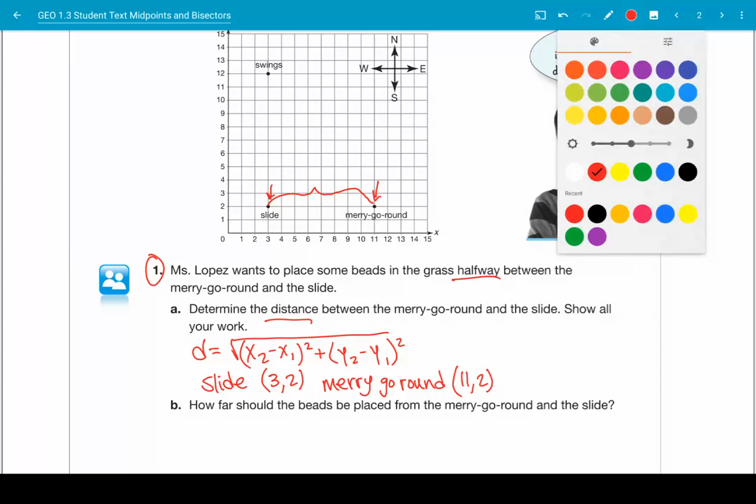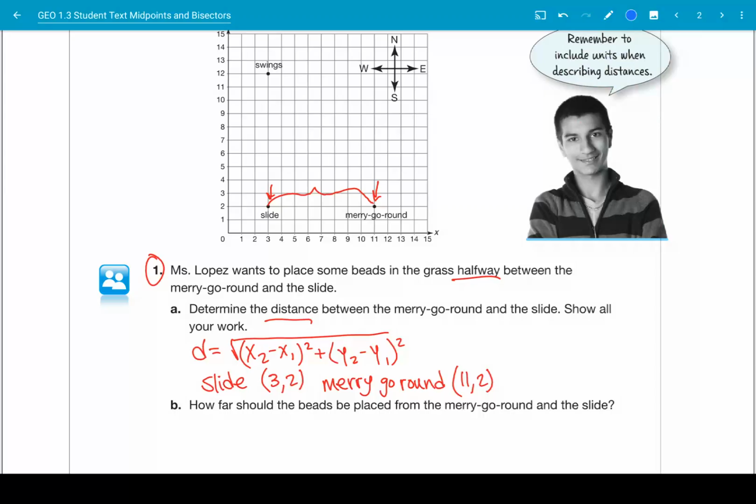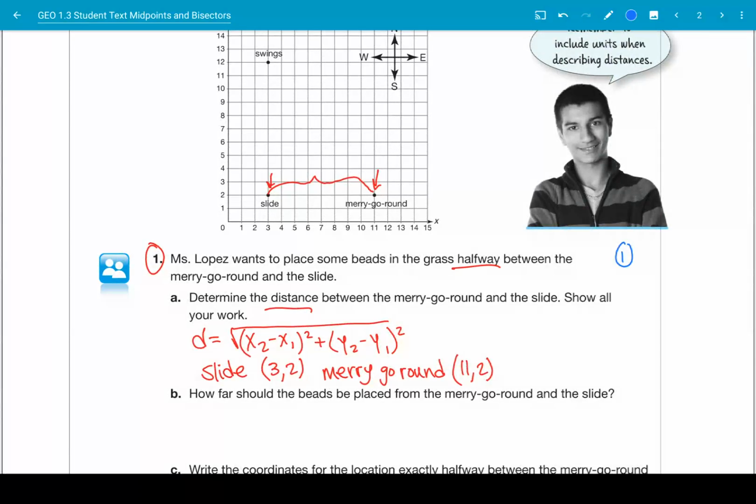Okay. Now, let's refresh our memory on how to calculate distance. We start by writing the formula. We did that. Next, we label the points. Take a moment to label the points 3, 2 and 11, 2 as x1, y1 and x2, y2. Remember that it does not matter which one you label first. Take a moment to do that now. If you labeled either one as x1, y1 or x2, y2, you are correct. For this problem, I will label this one as x1, y1 and this one as x2, y2.